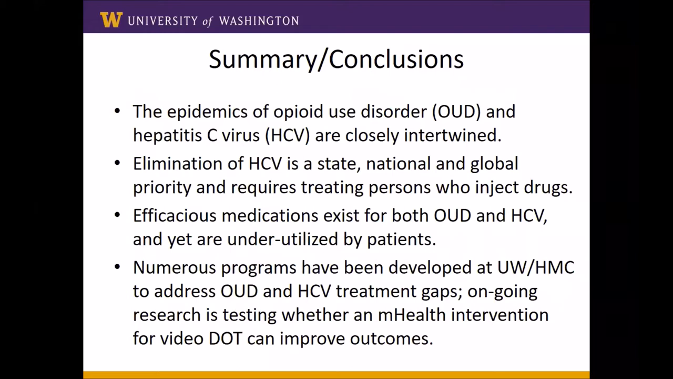So, summary conclusions: the epidemics of opioid use disorder and hepatitis C virus infection are closely intertwined. Elimination of hepatitis C is a state, national, and global priority, and it requires treating persons who inject drugs. Efficacious medications exist for both opioid use disorder and hepatitis C, and yet are underutilized by patients who might benefit.